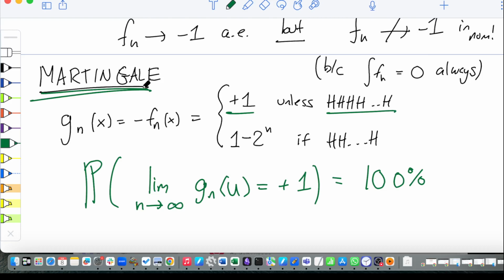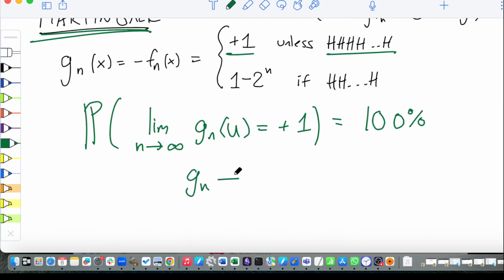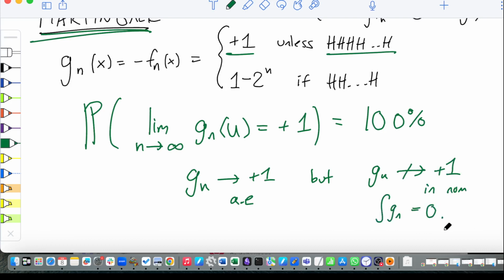The thing that I had to show you was a function. So gn converges to plus 1 almost everywhere, but gn does not converge to plus 1 in norm, because the integral of gn is always 0. So there you go. Almost everywhere and in norm are not exactly the same thing. You can converge almost everywhere, but not in norm. Questions or comments about that one?